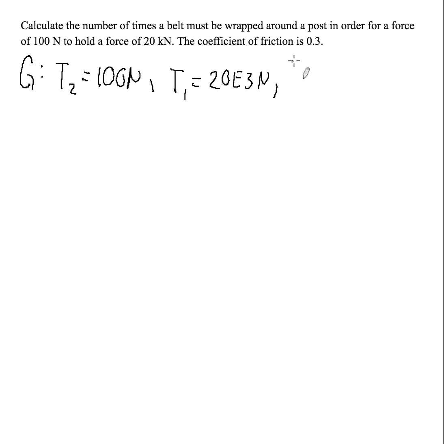And then on this side, further on down, we have a coefficient of friction, which we're going to call mu, equal to 0.3. What we're trying to find is the number of times, so let's call that n. The number of times can be a decimal.